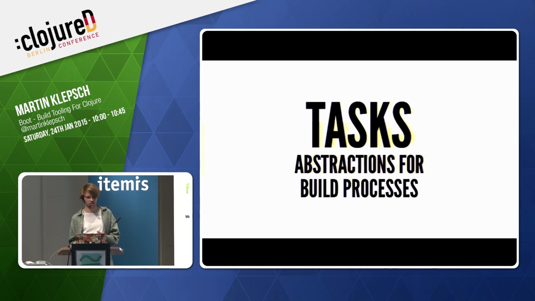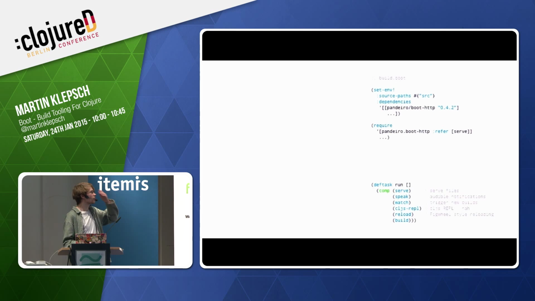So let's take a look at how those tasks work and what they actually look like. For that, I brought a small snippet here of a build.boot file. The build.boot file is conceptually similar to a project.clj in a Leiningen project. Is everyone familiar with what the project.clj file is? I hope so.